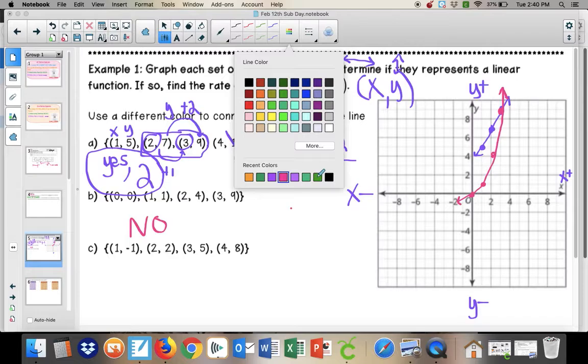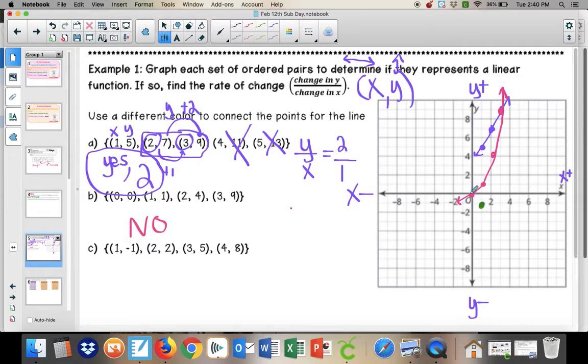All right, I'll use green this time. 1, negative 1. So 1, negative this time means I'm going to go down 1. Then 2, 2. 3, 5. 4, 8. Well, this looks like it makes a linear line. So let's see. 1 to 2 is going up 1. Let me just check again. 2 to 3, up 1. 3 to 4, up 1.